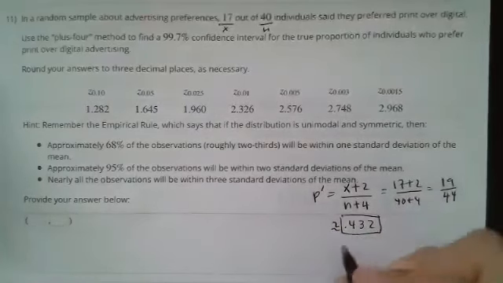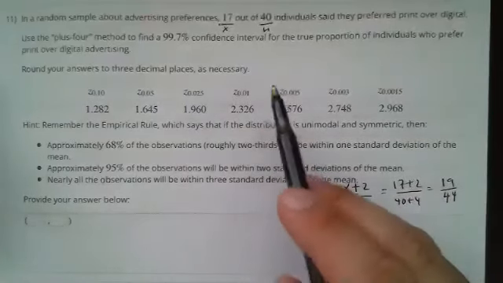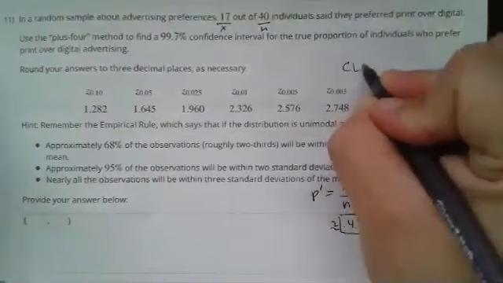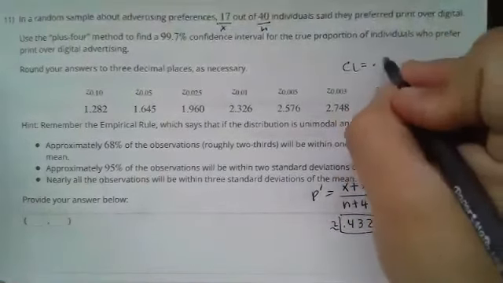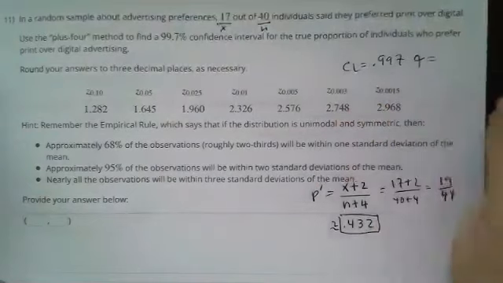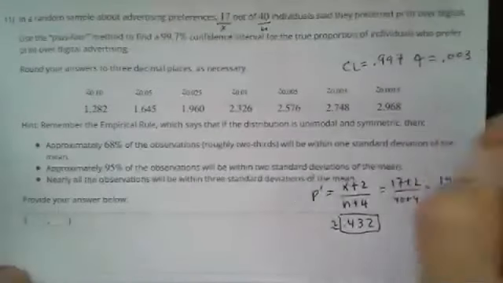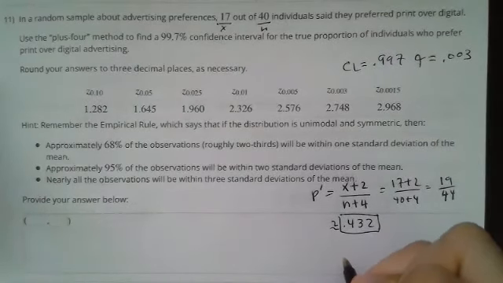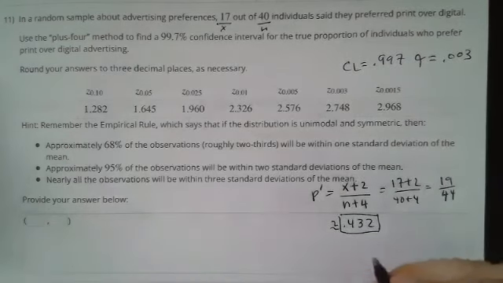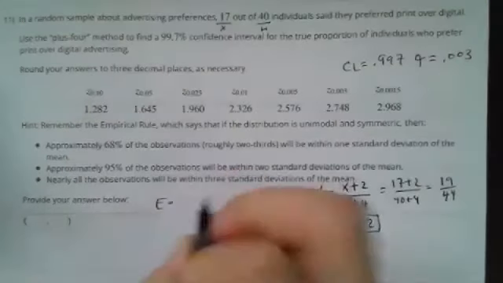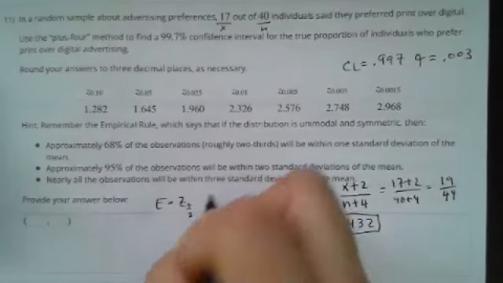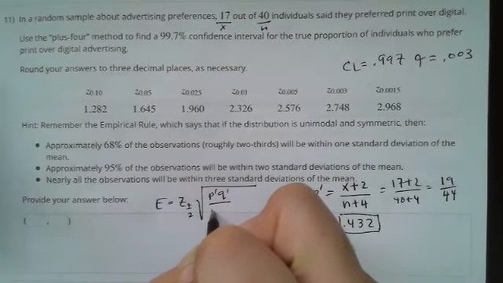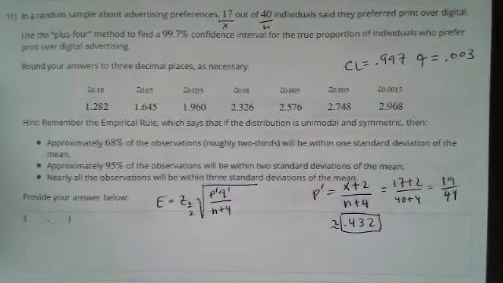Then what's my alpha? Why is that important? Because we need to find the 99.7 confidence interval. The confidence level is 0.997, which indicates that alpha is 0.003, as these two added together need to equal 1. For the error of a proportion, it's z of alpha over 2 times the square root of p prime q prime over, in this case, n plus 4 because we're doing the plus 4 method.